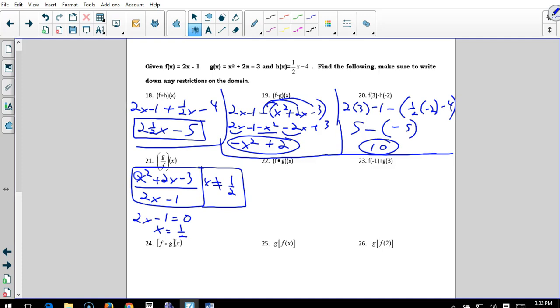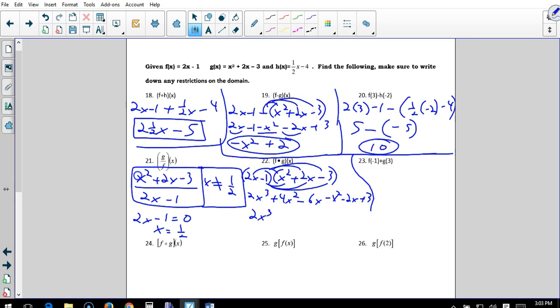F times g. So we're going to do 2x minus 1 times g, which is x squared plus 2x minus 3. We're going to take the 2x times each of the terms and the -1 times each of the terms. So that will give us 2x cubed plus 4x squared minus 6x. Now the -1. Minus x squared minus 2x plus 3. 2x cubed. 4x squared minus x squared is plus 3x squared. Negative 6x minus 2x is negative 8x. And then plus 3.